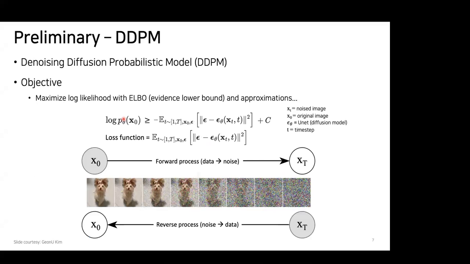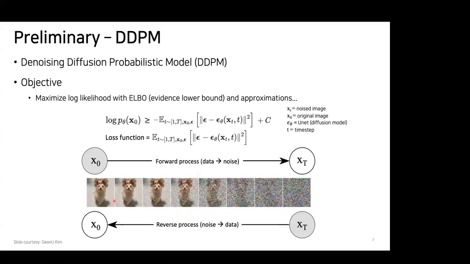So let's start with some preliminaries about the denoising diffusion probabilistic model. This slide is from Konu's last seminar. The objective of the denoising diffusion probabilistic model is to maximize the log likelihood of the original RGB image X0. Since directly optimizing this log likelihood term is challenging, we maximize the ELBO term instead. And this ELBO term is directly defined as the loss function here.